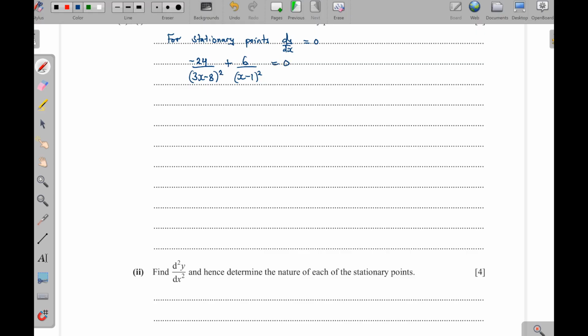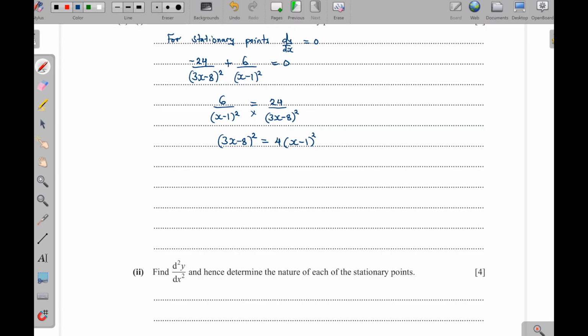So we equate this one to 0. Now I can take this one this side. Then we have 6 out of x minus 1 squared, then will be equal to the 24 out of 3x minus 8 squared. Now, this 6 here can go here 4 times, okay? Then we can cross multiply. We shall have 3x minus 8 squared, then will be equal to 4 into x minus 1 squared. You see that?